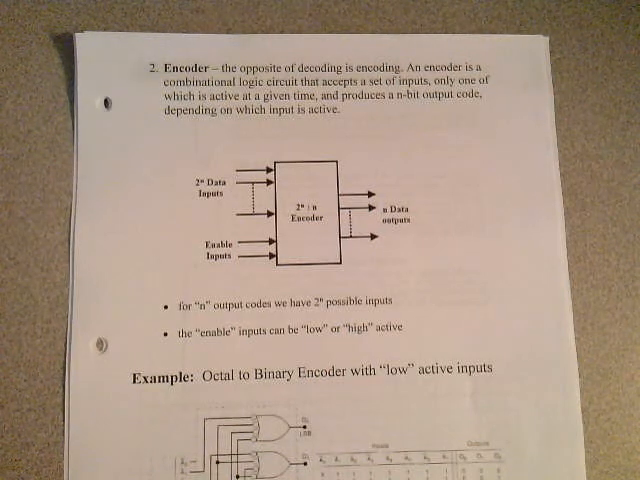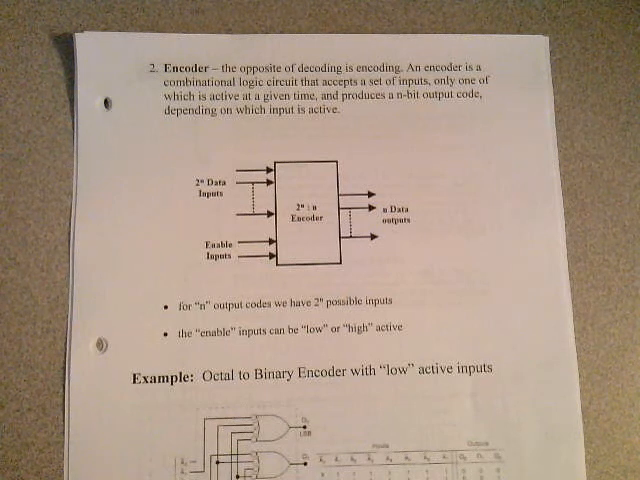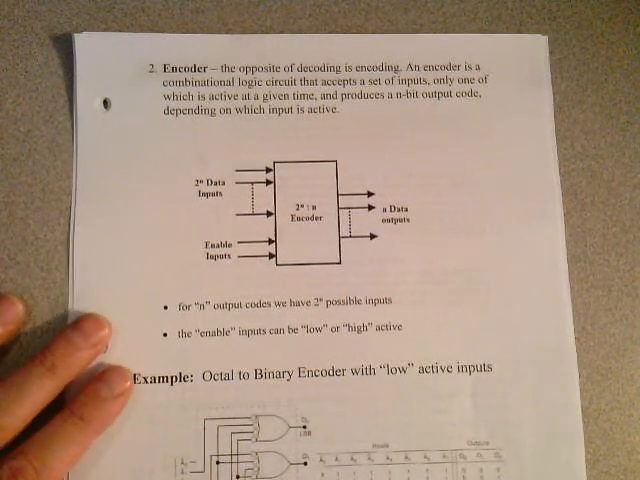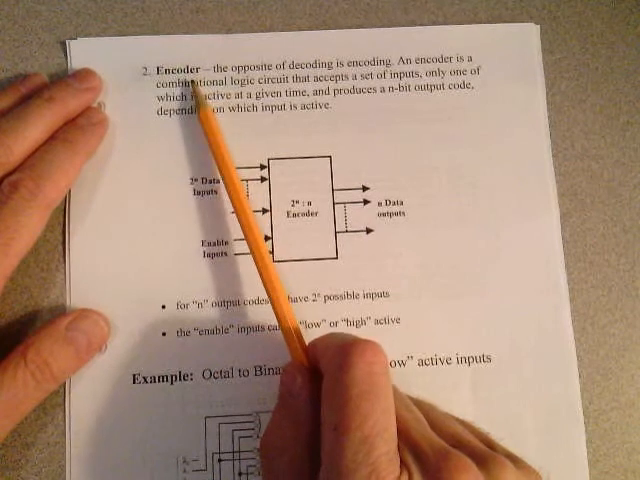Hello. This lecture will cover pages 287 through 291 of my lecture notes, so please print those pages out and have them in front of you as I present this lecture on MSI Logic Circuits Chapter 9, Part B, Encoders. Starting on page 287, the encoder.